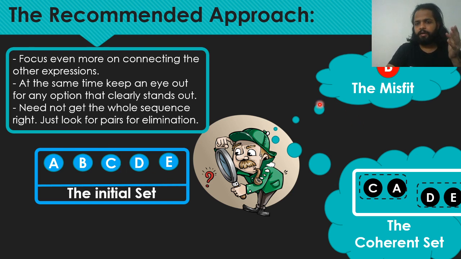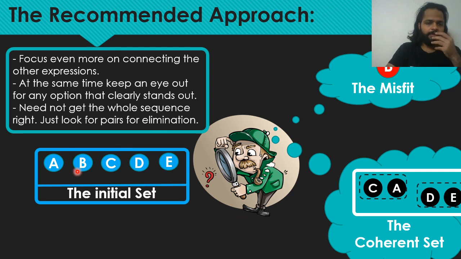By the way, guys, out of the initial set, when you take the misfit out, whatever is remaining, I call it the coherent set, because these four remaining sentences, when put together, will make some coherent paragraph, right? So I call them the coherent set. So if C and A go together really well, they totally fit in together, that means they must be part of the coherent set, because there can be only one misfit, there cannot be two misfits, right? And that's why you can clearly eliminate C and A.